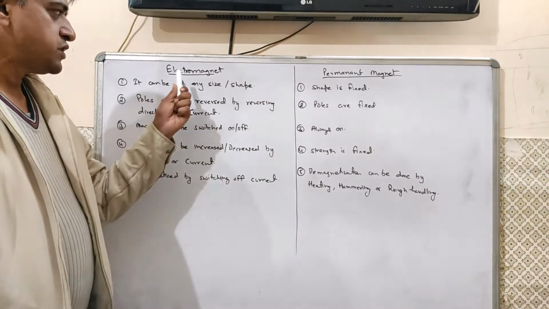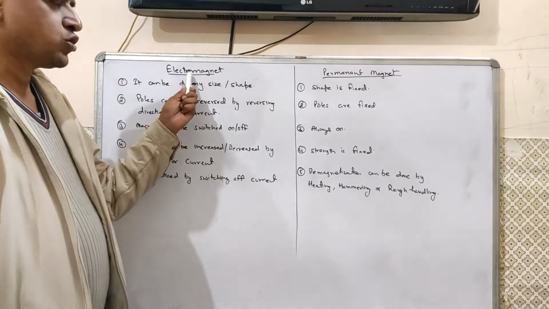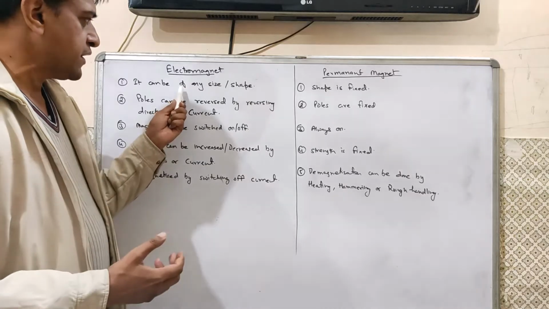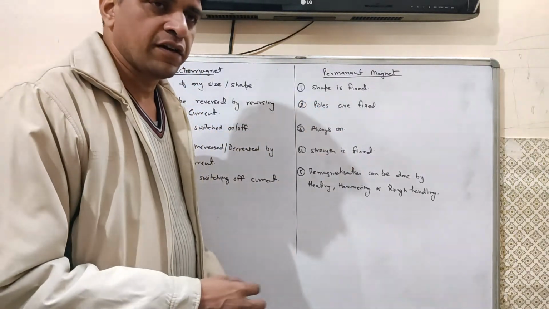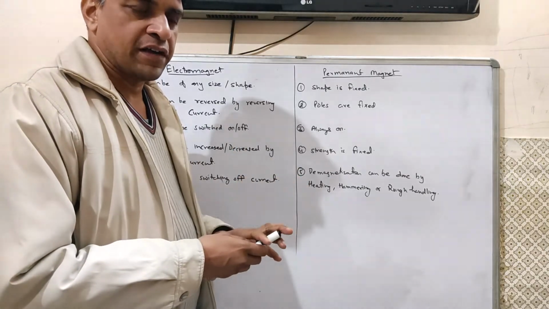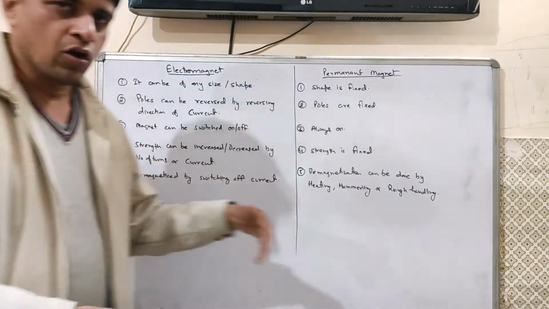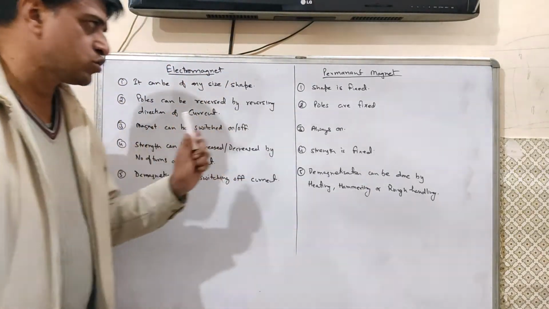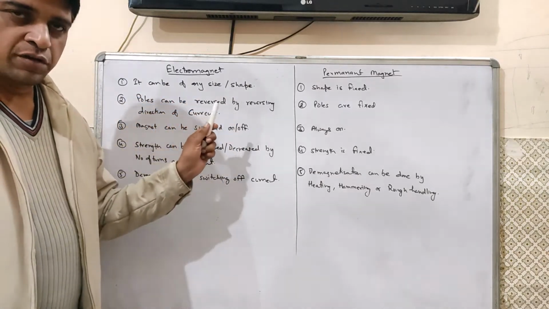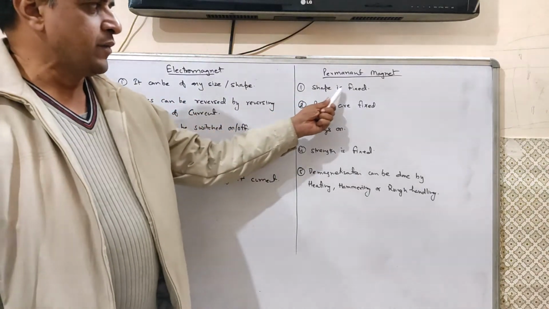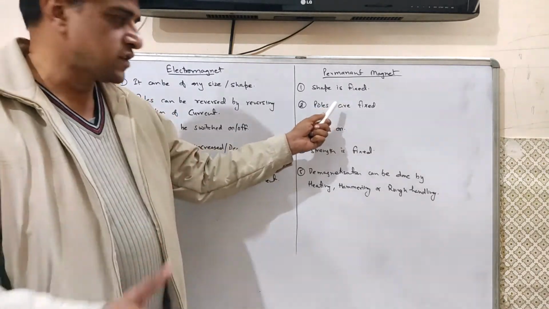Now, what is the difference between an electromagnet and a permanent magnet? Electromagnets are those magnets which have a magnetic field as long as the current is passing, and permanent magnets are those magnets which always have their magnetic field whether the current is passing or not. What are the main differences between these two types of magnet? One, an electromagnet can be of any size or shape, but the permanent magnet's shape is always fixed. They have a definite shape and size.